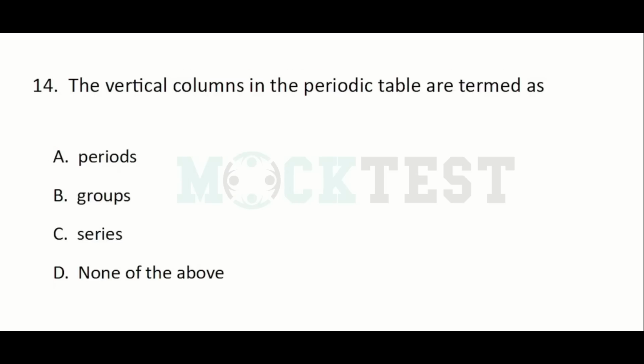The vertical columns in the periodic table are termed as: option A, periods; option B, groups; option C, series; option D, none of these. The vertical columns in the periodic table are termed as option B, groups.